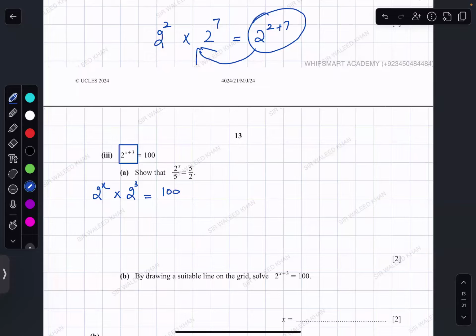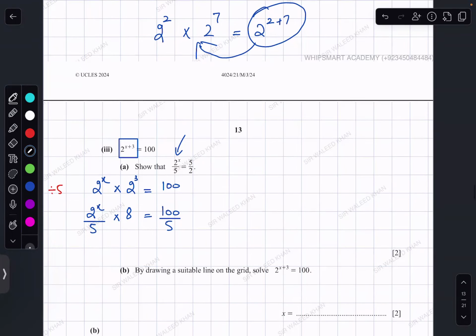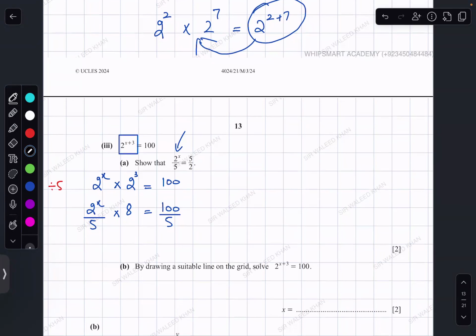Now I have to match this over here, this statement. Now I can see 2 power x, but I can't see it is being divided by 5. So how about we divide the whole equation by 5? So 2 power x over 5 times 8 is equal to 100 over 5. It's the same case, equation of graph, equation of line, comparison equation. We are making the changes in the comparison equation to match it with this equation of graph.